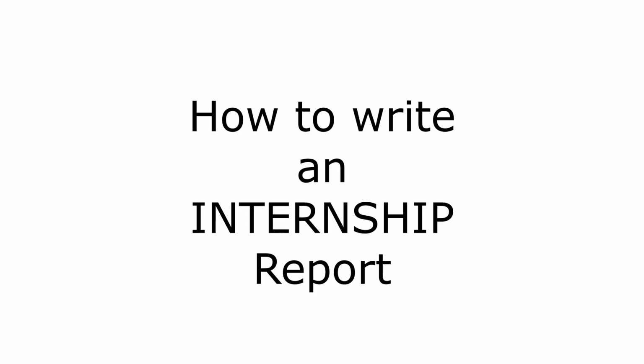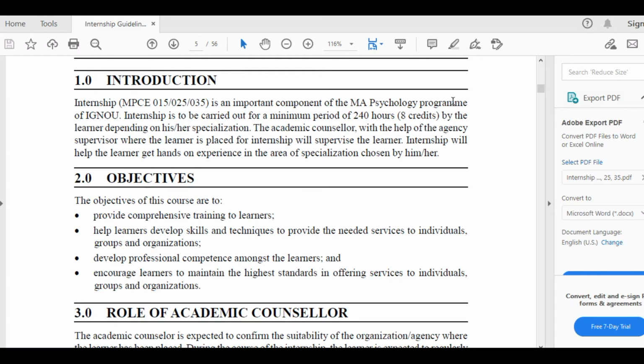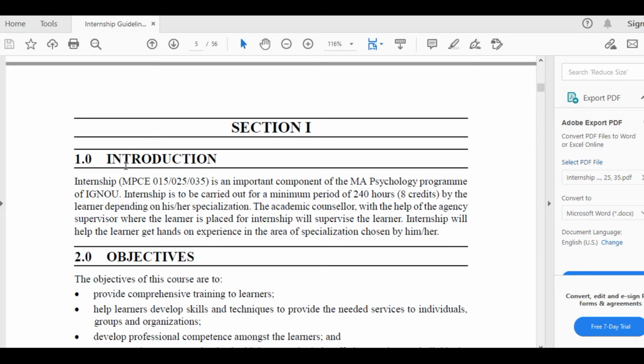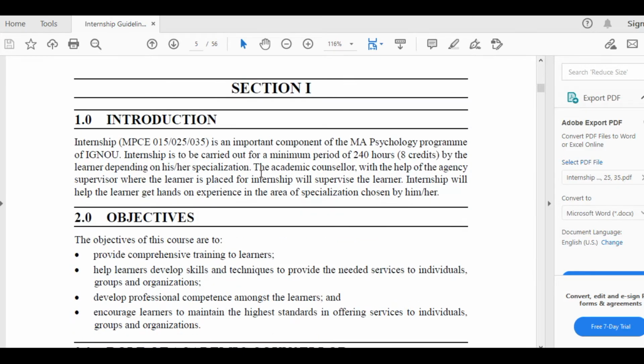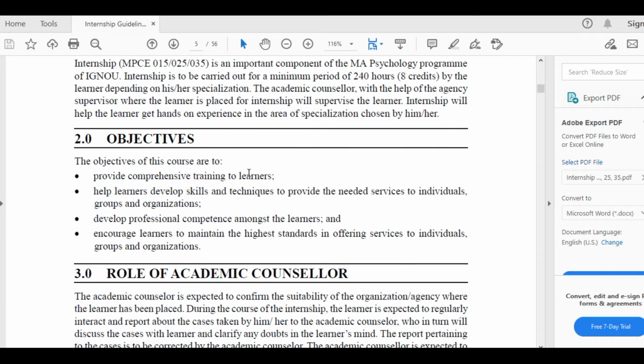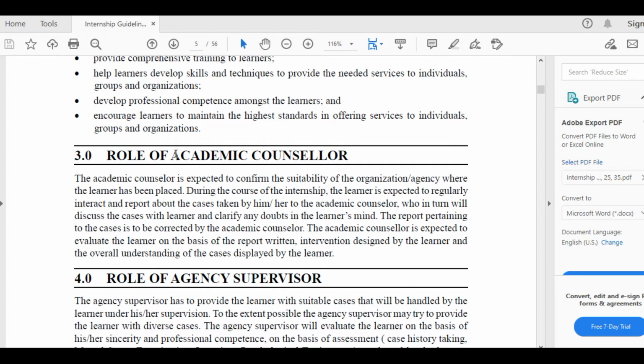Today's video I have made for the internship guidelines and how to create the internship report. Let us start with the guidelines document that has been shared in the description by IGNOU. The first thing starts with the introduction: what is the internship about and why it's important? Let's skip all this.